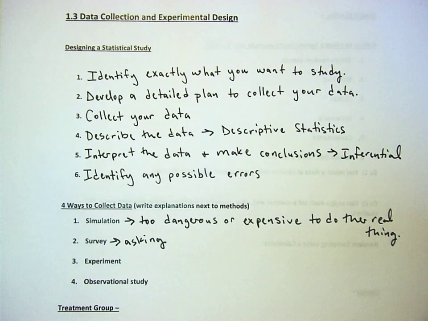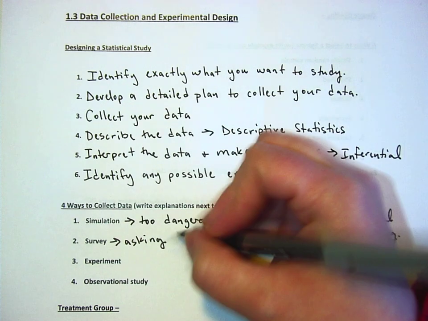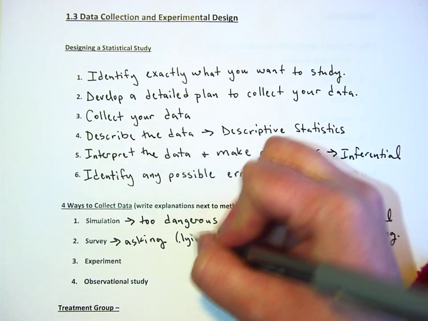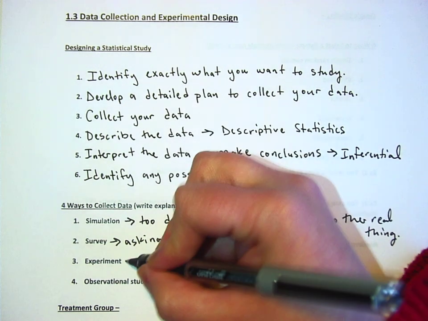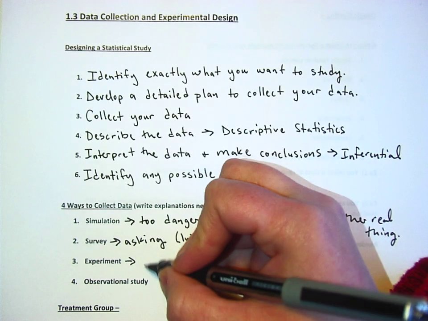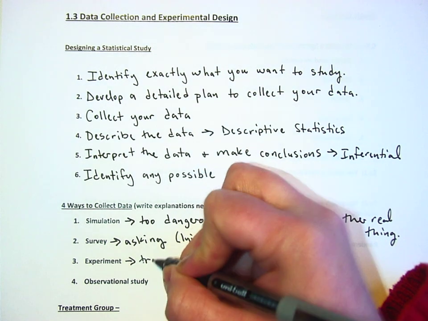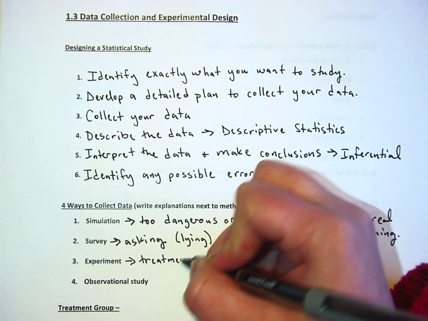A survey is just asking people. This can either be on paper or through a computer or a phone service. The problem with this is that people can be lying to you, or not realizing the truth is also another thing. An experiment. This is the one that has a treatment group and a control group, which we'll talk about in just a second.